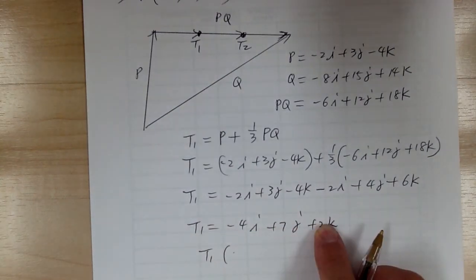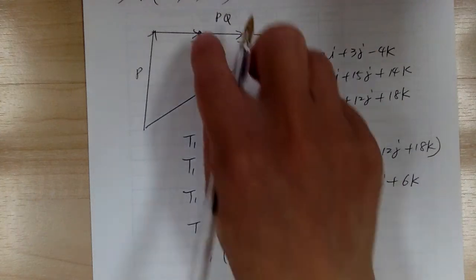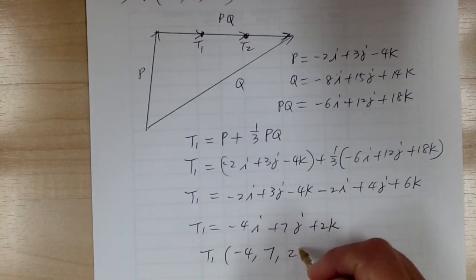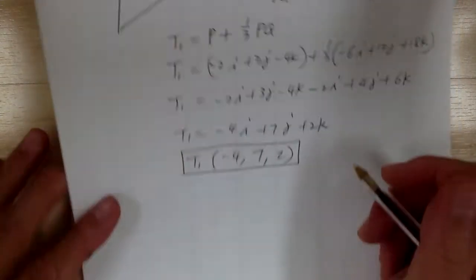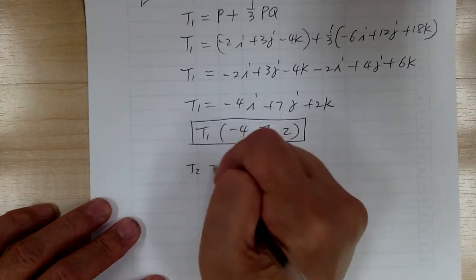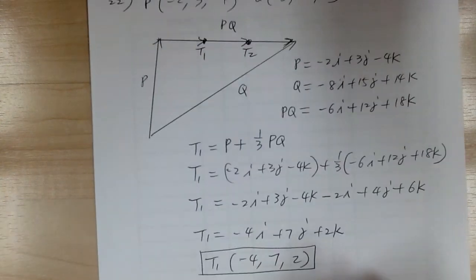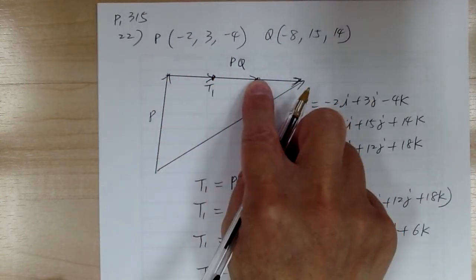Okay, so your T1 coordinate. So again, this is the vector. That's if you're going to fly from here to here, that's your direction you have to go. But the coordinate of that would be -4, 7, and 2. Okay, now let's go and do the T2. So again, to get T2, you have to plus 2/3 now. Okay, to get T2, you have to add 2/3 of the PQ.